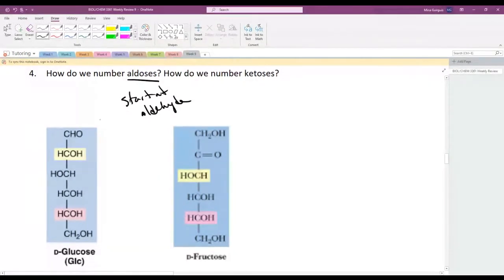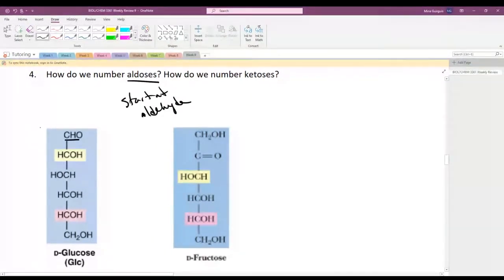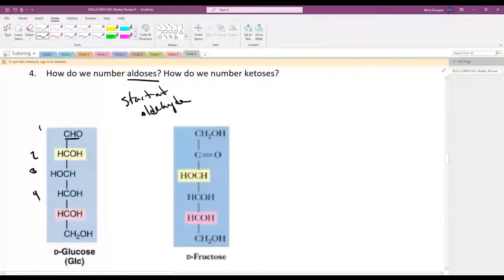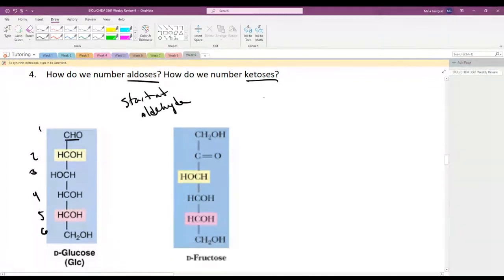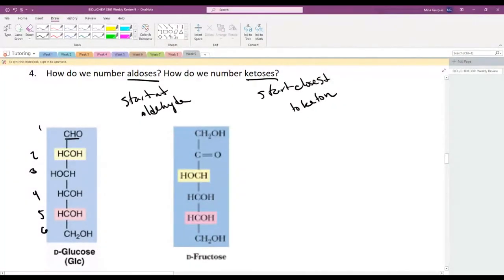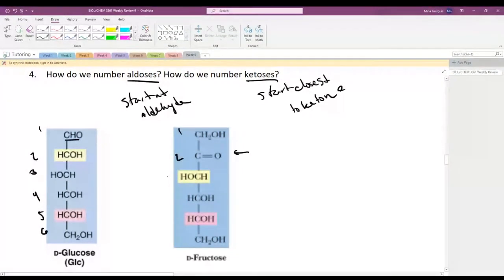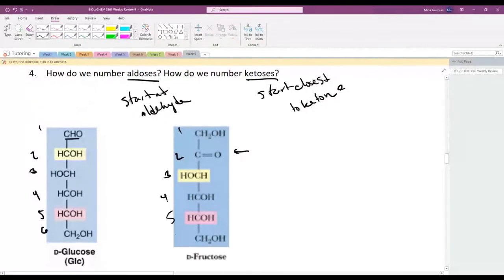Since the aldehyde is on a terminal end, and in this case it's this one, it's 1, 2, 3, 4, 5, 6. Done. Easy. Ketoses are fairly similar, but can be a little bit more confusing because you start at the end closest to the ketone. So our ketone is right here. That's closest to this top, so it's going to be 1, 2, 3, 4, 5, and 6.